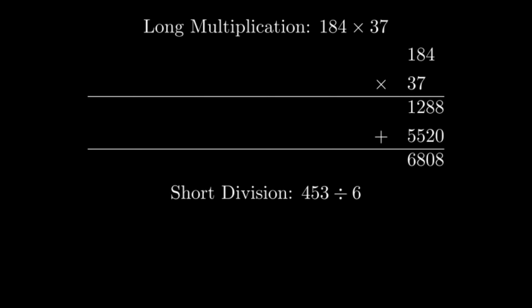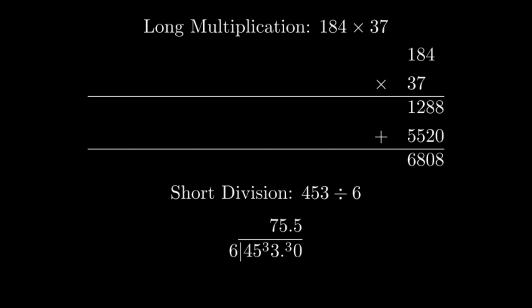Let's look at 453 divided by 6. 6 goes into 45 7 times with a remainder of 3. We write down the 7 and carry the 3 over. Now we have 33. 6 goes into 33 5 times with a remainder of 3. Instead of writing remainder 3, we can continue the division.